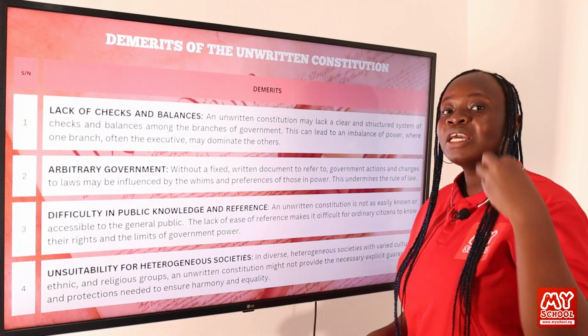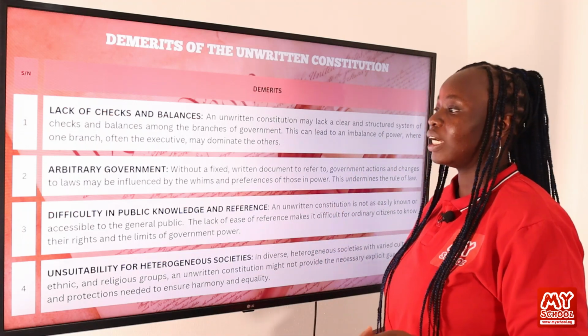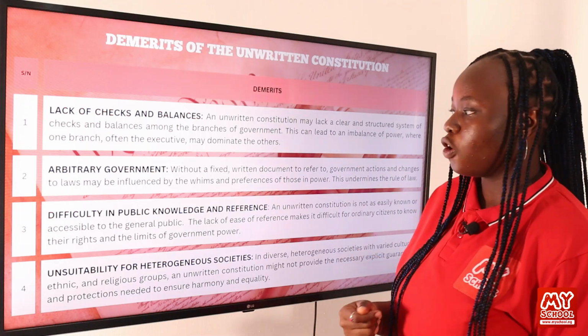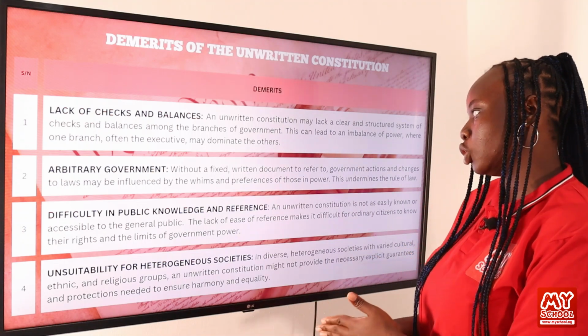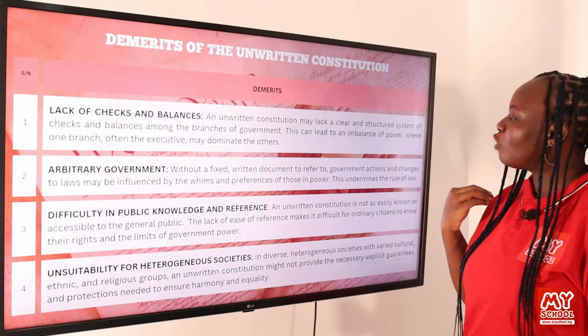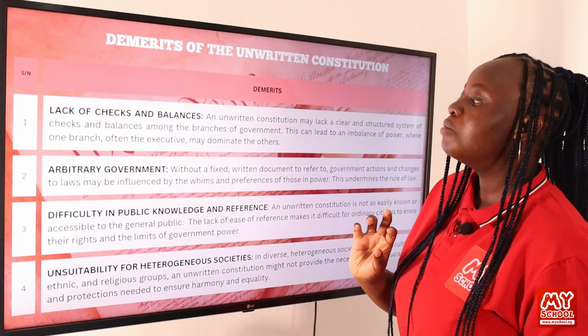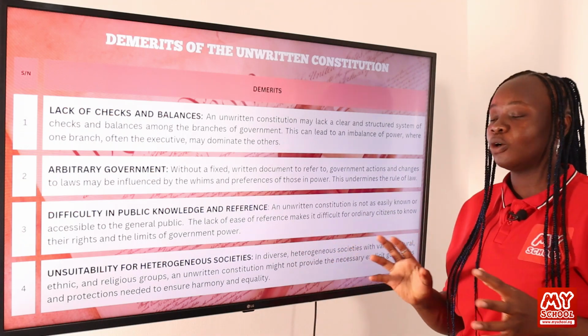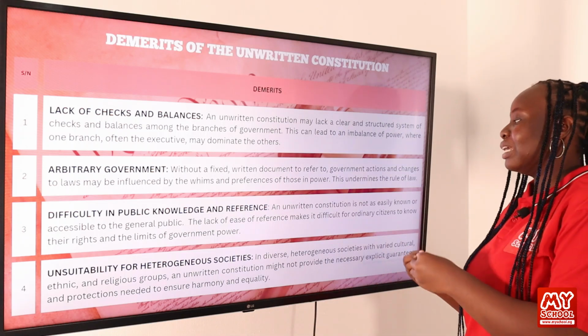So the executive takes more power than they should within a society. There is also arbitrary government. So without a fixed written document to refer to, government actions and changes to laws may be influenced by the whims and preferences of those in power. This undermines the rule of law.